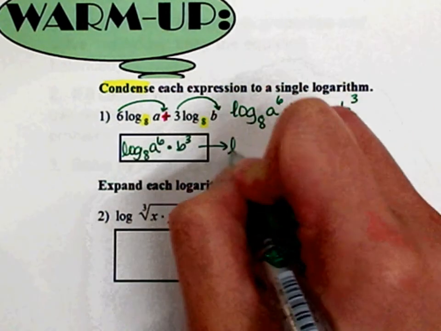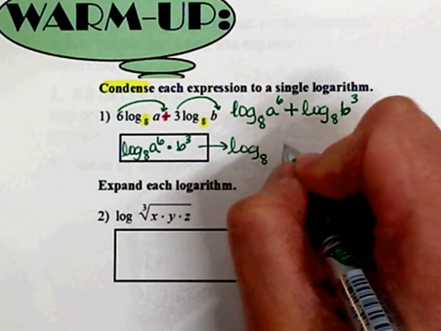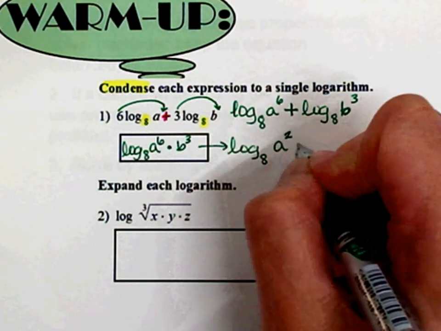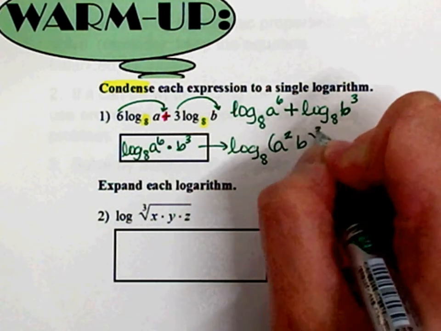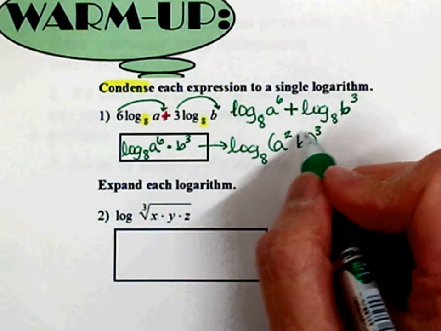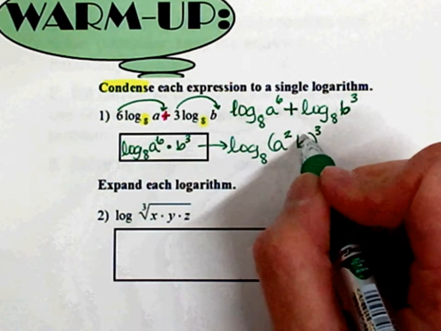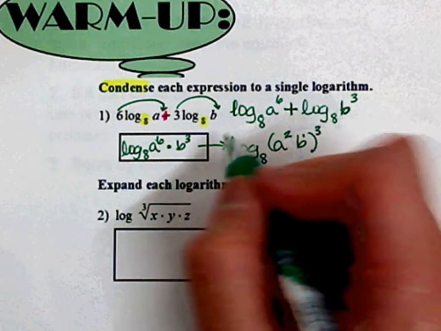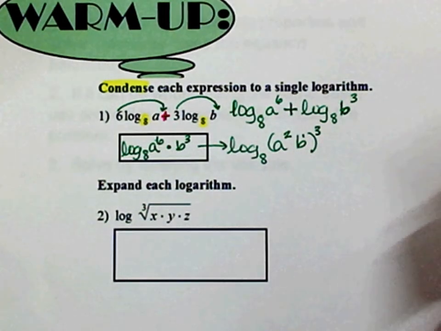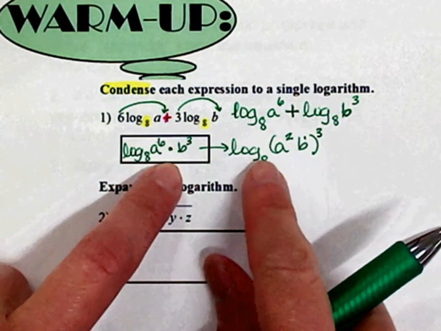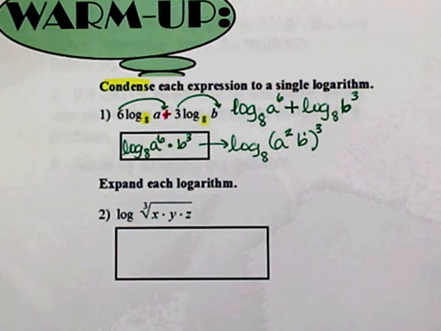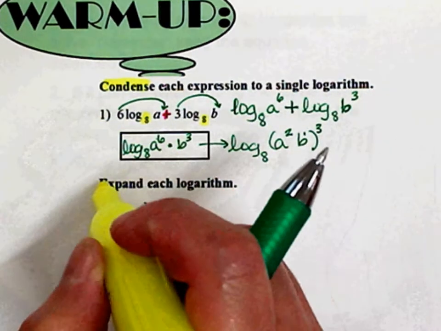You can also write it log base 8 a squared times b, all of it raised to the 3rd. 2 times 3 is 6. There's a 1 here. 1 times 3 is 3. Both of these are exactly the same answer. Both are acceptable.